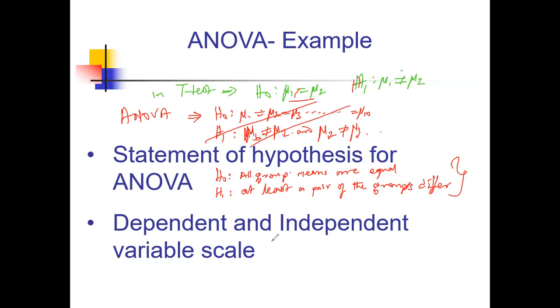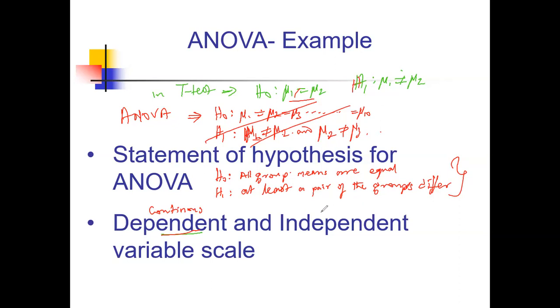One other thing to take note of is that in ANOVA, the dependent variable must be continuous, right? Continuous means it must be data that you measured. It cannot be a category, and it cannot be numbers that you count.